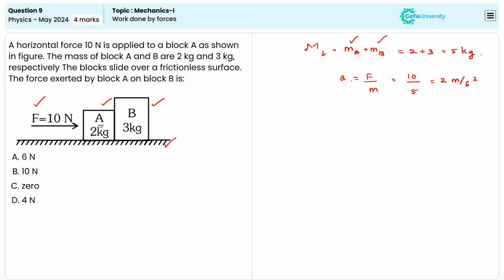For calculating that, we apply Newton's second law to block B. So here we can write the force on B because of A is equal to the mass of B times the acceleration. The mass of B is 3 and the acceleration we calculated is 2, so we get the answer as 6 Newton. So the correct answer for the question is option A.